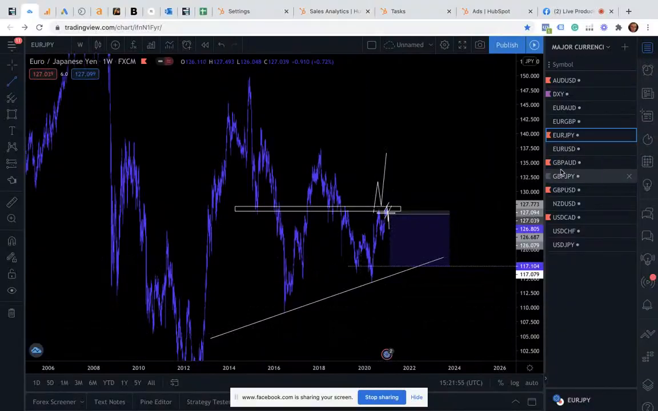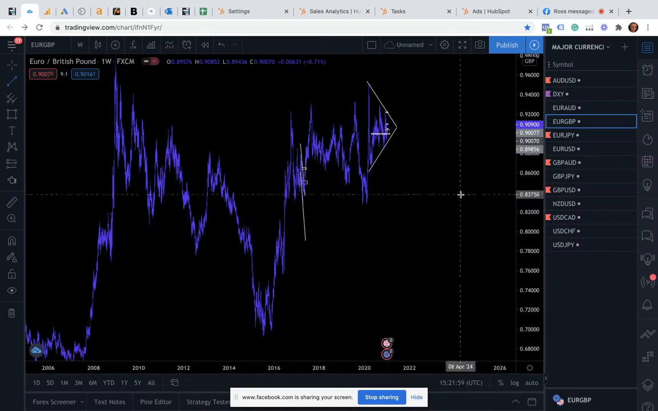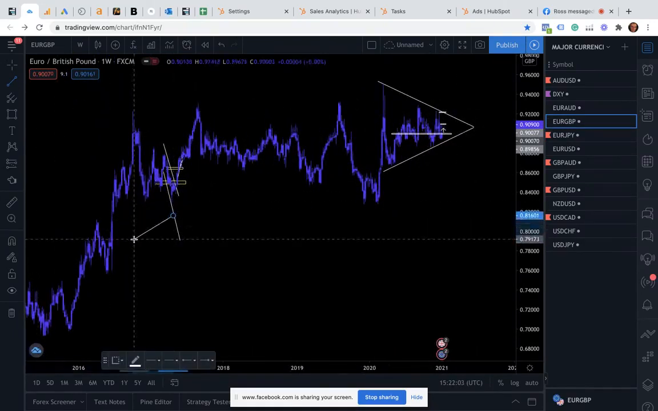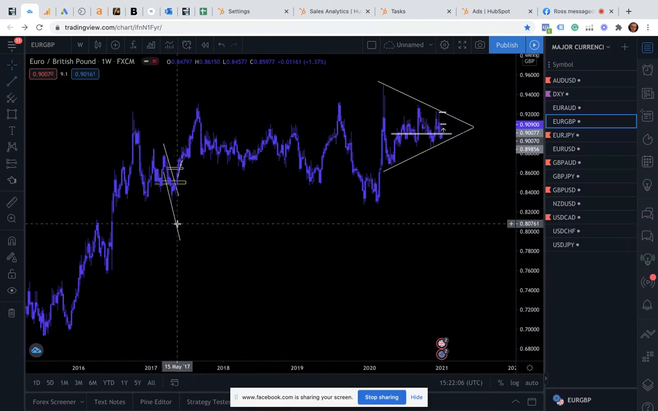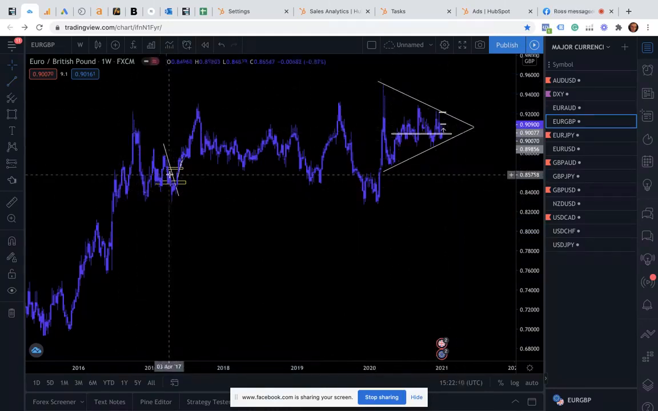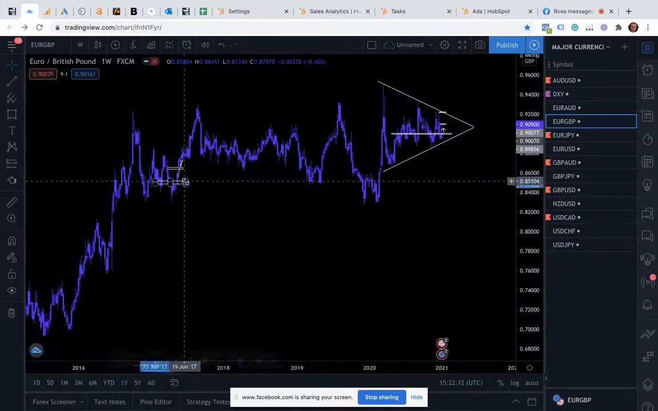So again, another thing to be looking out for, Euro GBP. Again, that's an interesting one for me. Let's just break down exactly what we're seeing on this. As you can see, this is like a symmetrical triangle, and for those of you who don't know, symmetrical triangles could really break out any way.